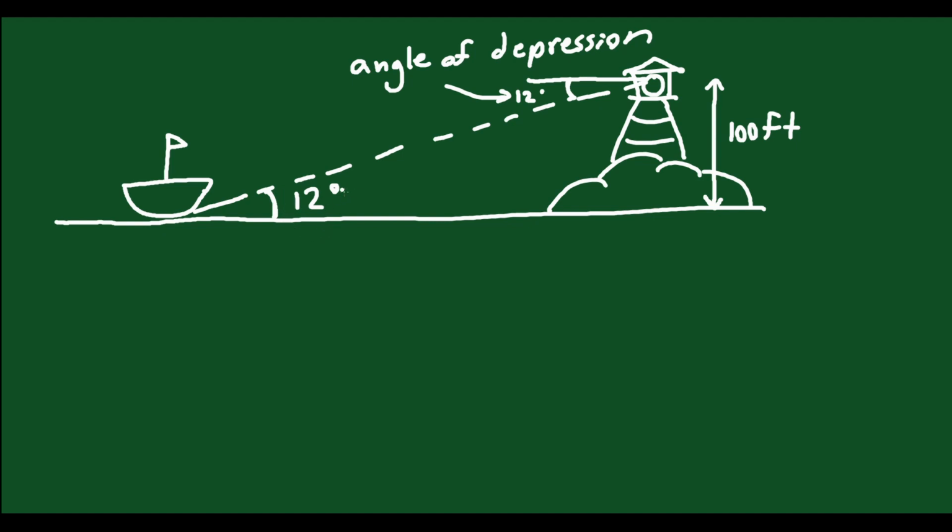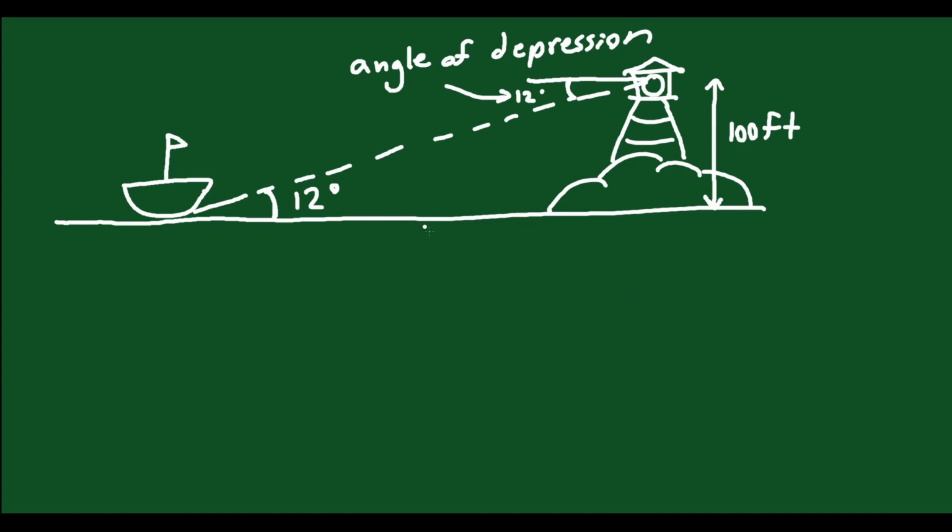And sometimes this 12 degrees down here at the bottom would be referred to as the angle of elevation, because that's the angle that you look up with to see the higher up object, right? The light bulb. And now the question is, how far away is the boat from the lighthouse, approximately, right? So what do we do?